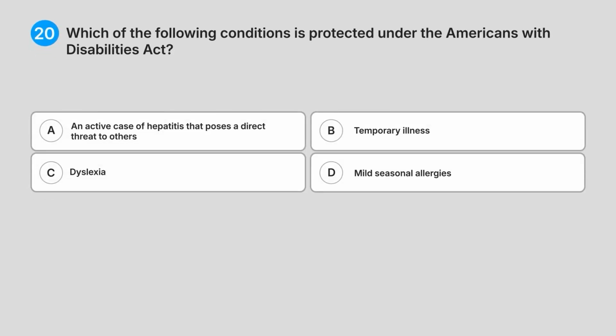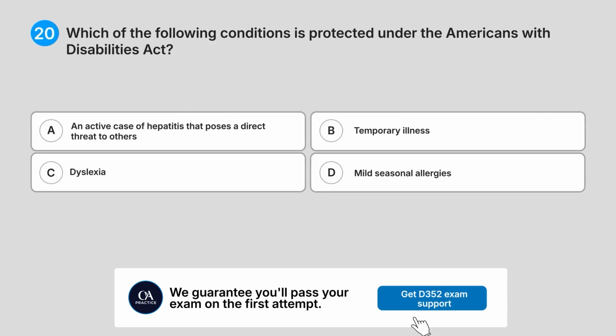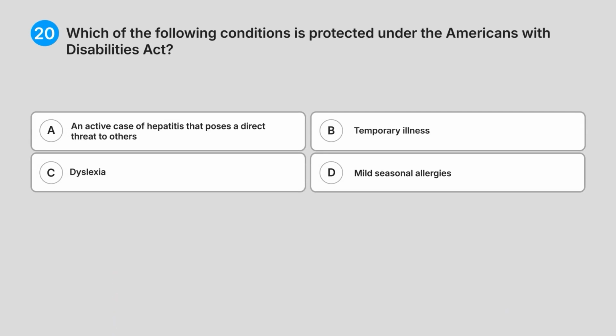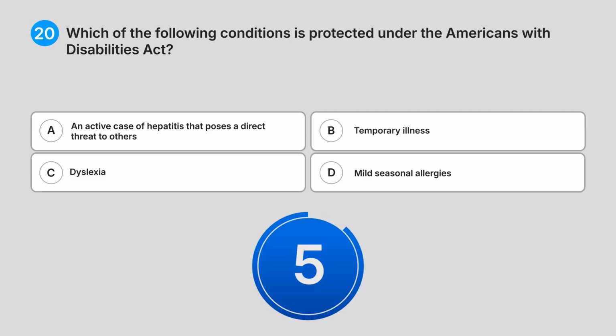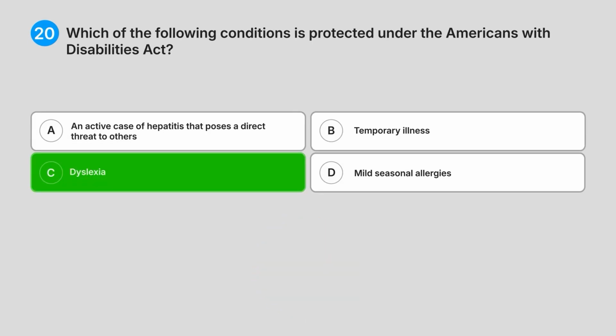20. Which of the following conditions is protected under the Americans with Disabilities Act? A. An active case of hepatitis that poses a direct threat to others. B. Temporary illness. C. Dyslexia. D. Mild seasonal allergies. Can you guess the answer? Correct answer, C. Dyslexia.